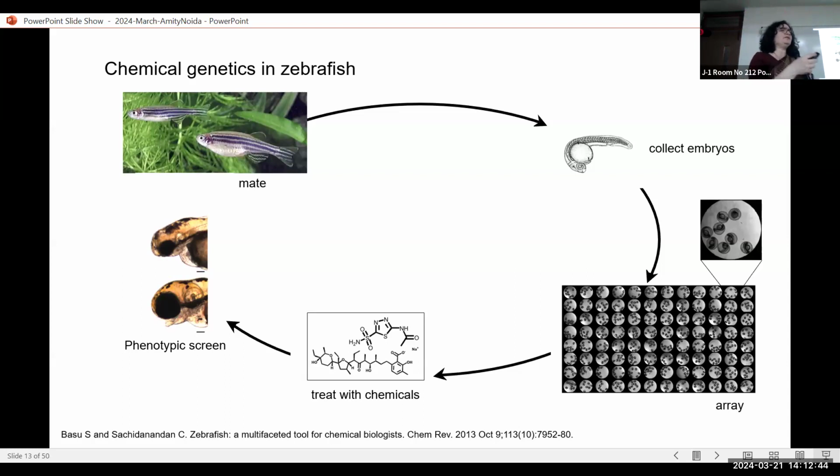So it's a very simple experiment to do chemical treatment of embryos and then look for phenotypes that you're interested in. You might be looking at very gross phenotypes like the shape of the embryo or the size of the eye. You might also be looking at molecular changes, for which you will have to use other kinds of techniques to see whether you have had an effect or not. I'll show you some examples.